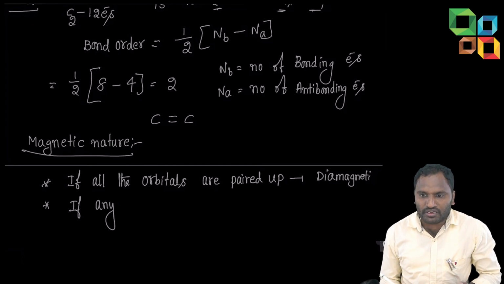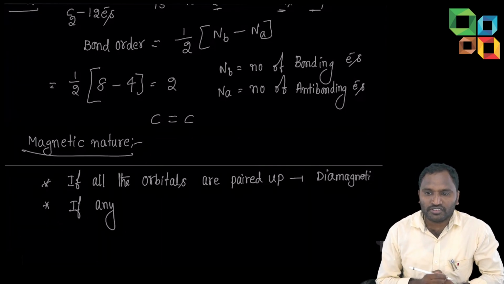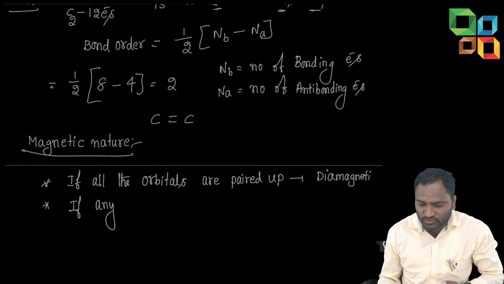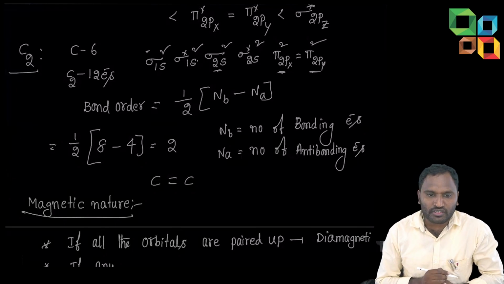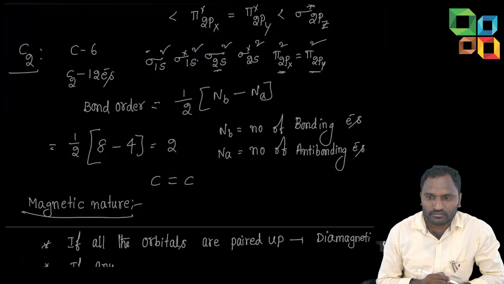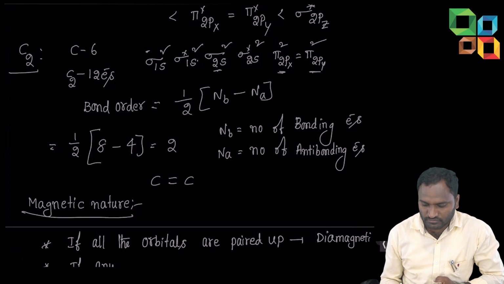If any orbital contains a single electron, paramagnetic, I said. Can't you see a single electron in the orbital? Here one is there or two is there, can't you see? In this, in any orbital, a single electron is there. Should I teach 1 and 2 numbers? 1, 2, 3 numbers? Then what?